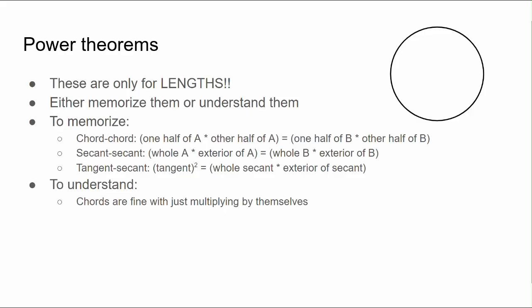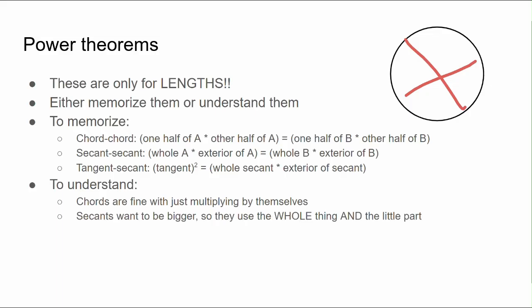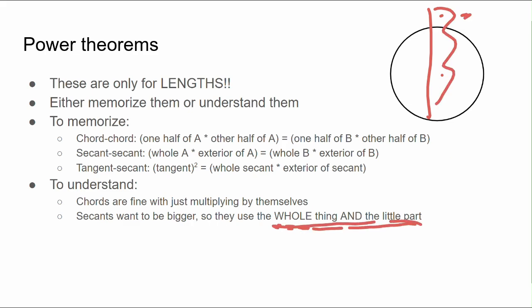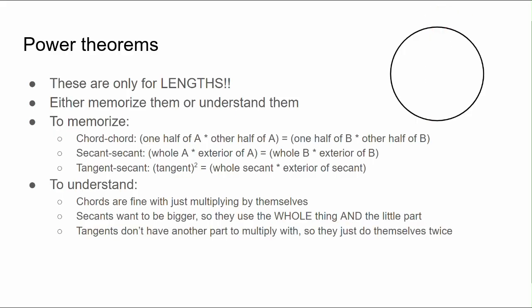But if you want to understand it, chords don't need anything else. They're inside the circle. They're pretty tame. They're fine with just multiplying themselves with each other. But secants, they want to kind of cheat it, you know? They want to be a little bigger. So the secant here is like, instead of multiplying just this times this, I'm going to take the whole thing and then multiply it by this. You know what I mean? They take the whole thing and then the little part. So it's going to end up being a little bit bigger of a number. And then tangents, they're kind of going out here. They don't have another half or something to multiply by. So tangents, because they're all by themselves, just have to multiply by themselves. I think, is that all I have for that? Yeah, that's all I have for that.